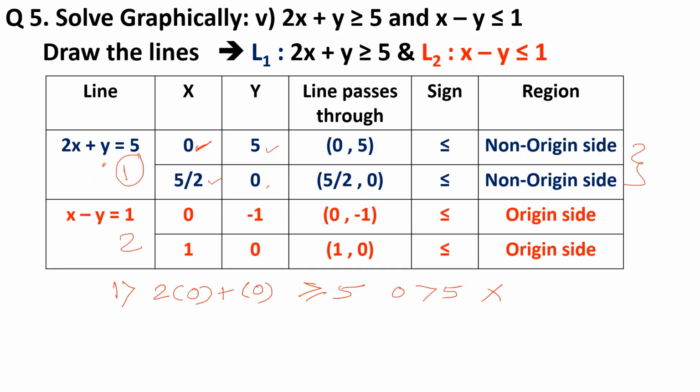Go for the second line. If I put x is equal to 0, y I get is minus 1. When y is equal to 0, I get x is equal to 1. So these are the two coordinates on the line. Check for the inequality condition. Substitute x is equal to 0, y is equal to 0 in the inequality. So 0 minus 0 is less than or equal to 1. So 0 is less than 1. Condition is satisfied. So here I am getting the origin side as the solution set for the second line.